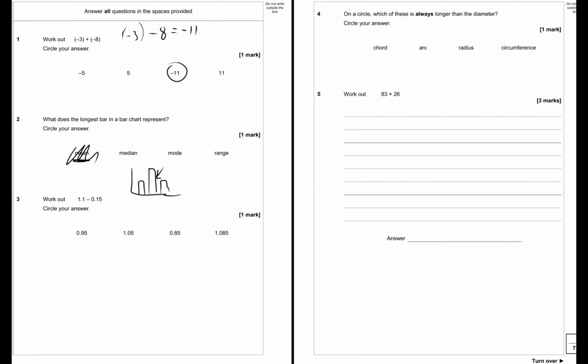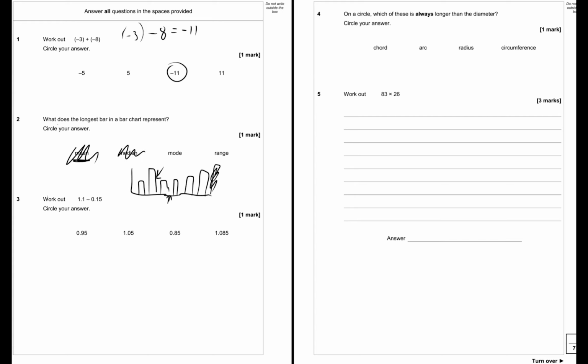So it's not the mean. Is it the median? Okay, the median is the one in the middle. So let's add some more data here just to make it look a bit better. So the median would be the one in the middle, which would be this one. So it's not the tallest one, is it? So it can't be the median.